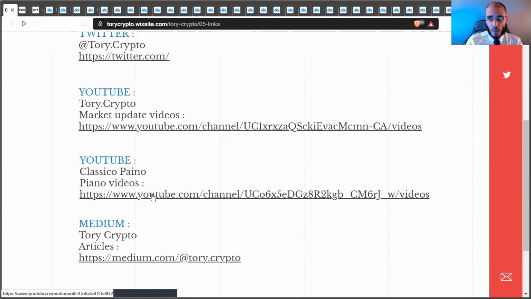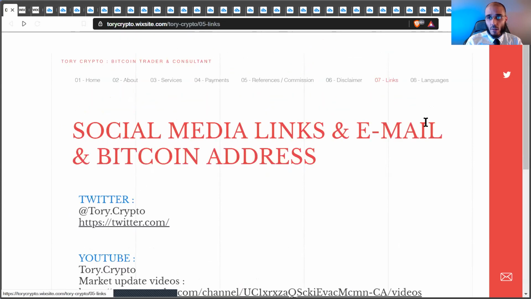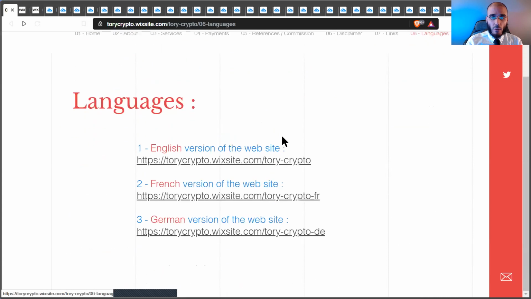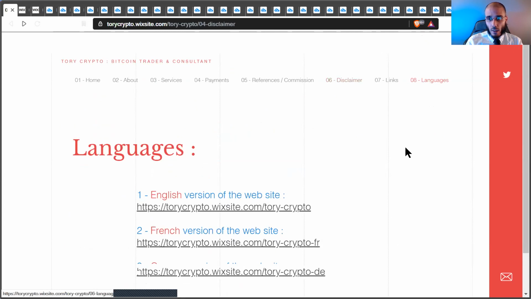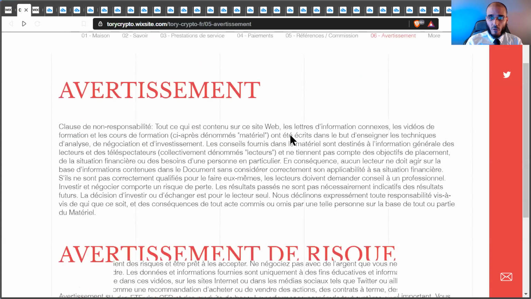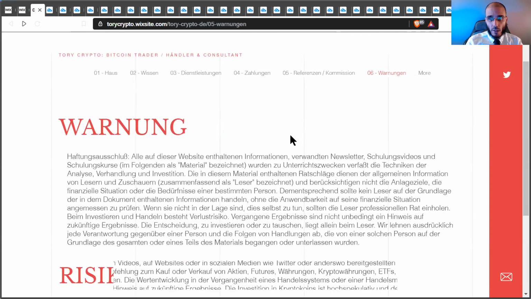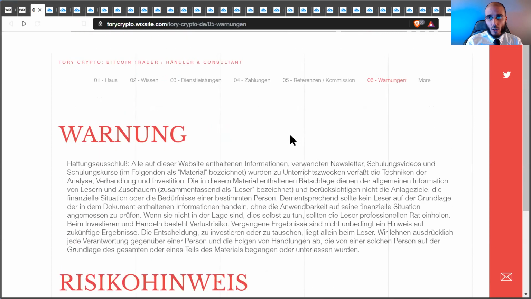I play the piano, so when I've practiced a piece, I will upload it, and you can take a look at it. My Medium posts, my email, and again my Bitcoin address. This site is available in 3 languages: French, English, and German. And now let's just take a look at the disclaimer in French for those who speak French, and the disclaimer in German for those who speak German.